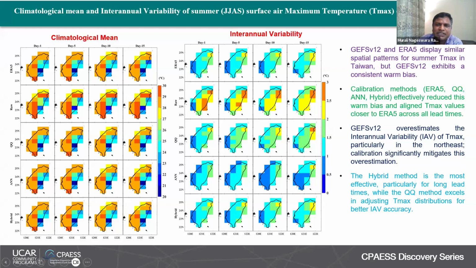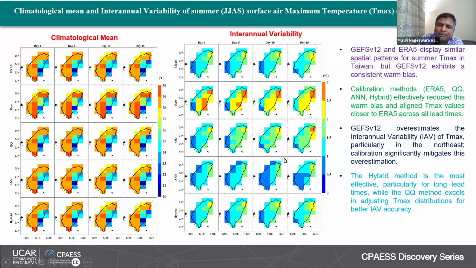Then when we look at the inter-annual variability, it is higher in the east coast region of Taiwan as compared to the west. A similar pattern can be observed in the raw product and in all the calibration methods. But in the raw model product, there is a large overestimation of the inter-annual variability when compared with ERA 5. With all the calibration methods, the overestimation is reduced significantly, remarkably, and is very similar to the observation.